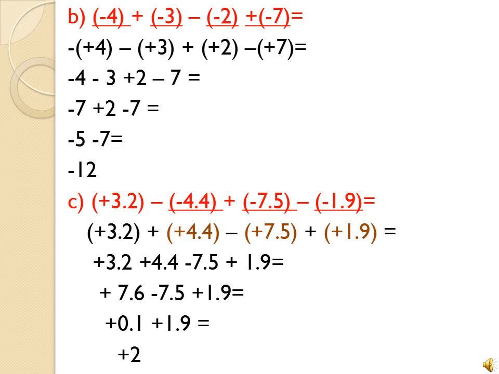Part B. Minus 4 plus minus 3 minus 2 plus minus 7. As you see here in this numerical expression, all the numbers are negative numbers.